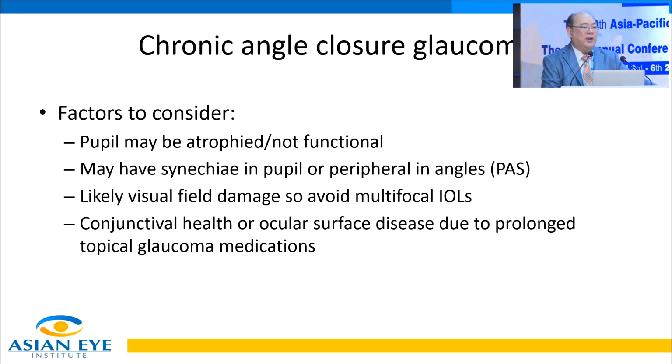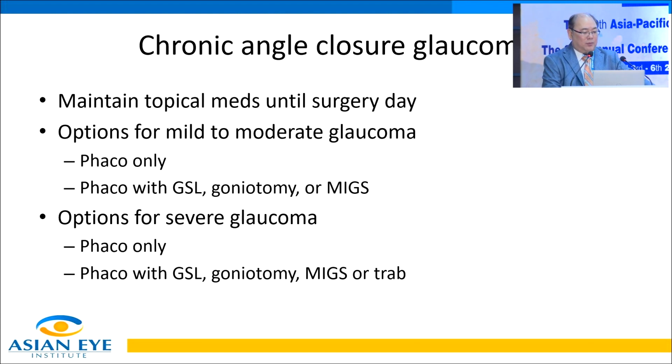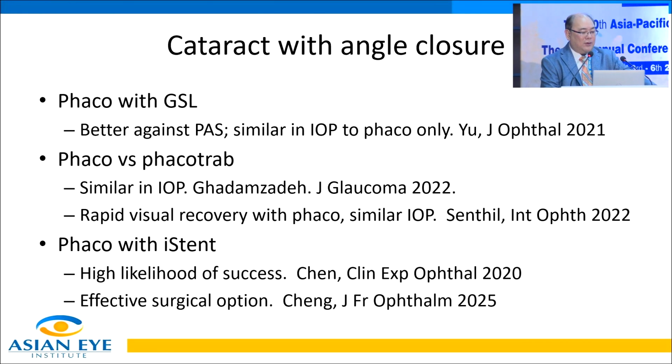Then avoid usually a multifocal because of the compromise in the optic nerve. And your conjunctival status might be cooked because of prolonged meds. So combinations of surgeries, again, I would probably combine glaucoma surgery with phaco. More studies are saying that phaco only is good, don't combine with anything. But those are probably expert doctors, and if you're on your own, you want to do something in addition.